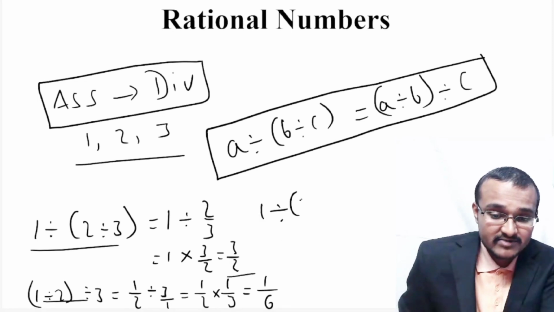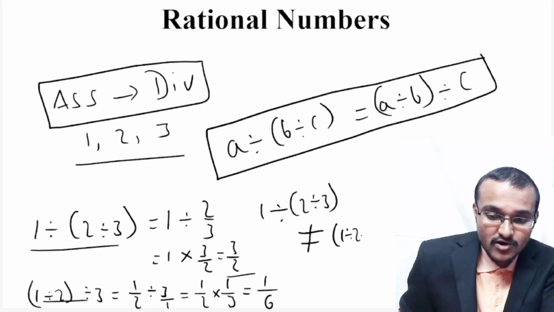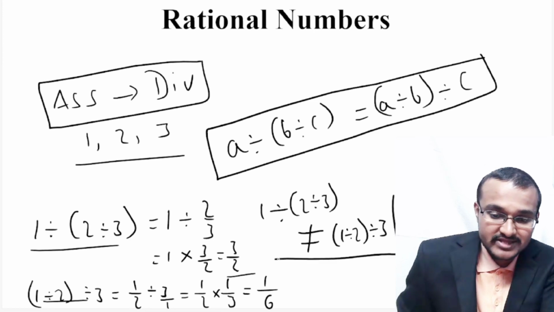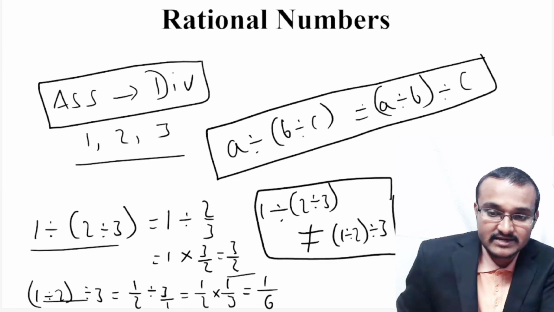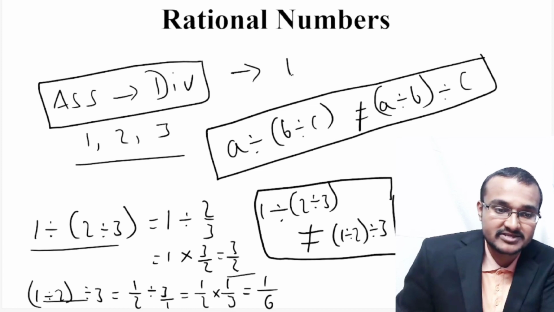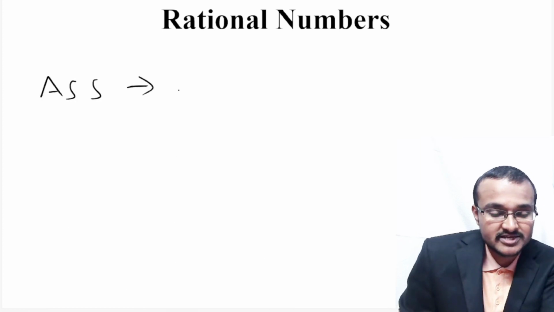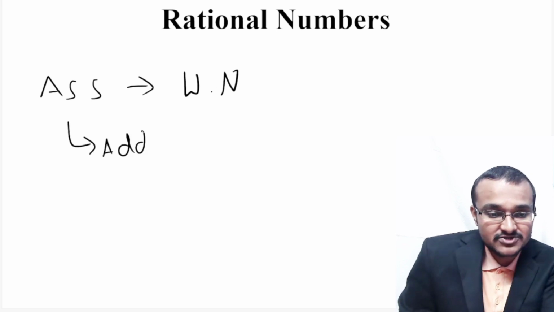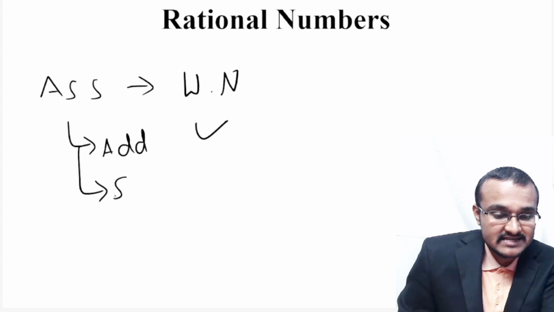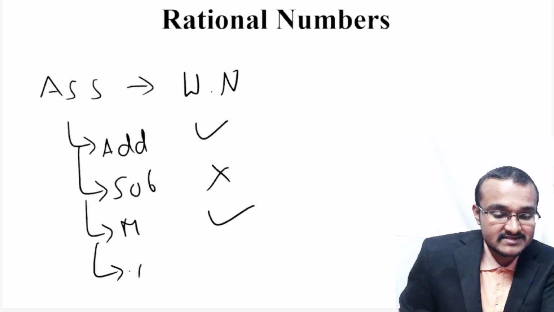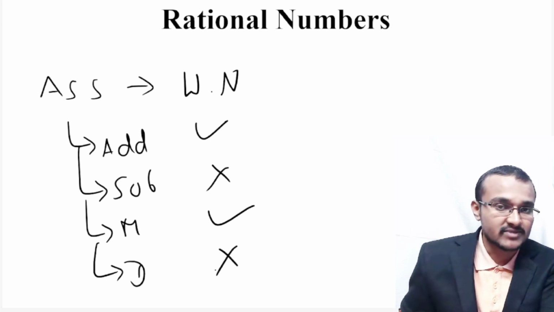That means 1 divided by (2 divided by 3) is not equal to (1 divided by 2) divided by 3. So that shows this particular equation is not satisfied by whole numbers. So the associative property under division for these whole numbers is not satisfied. Coming to the conclusion for the associative property for whole numbers: addition is satisfied, subtraction is not satisfied, multiplication is satisfied, and division is not satisfied for these whole numbers.